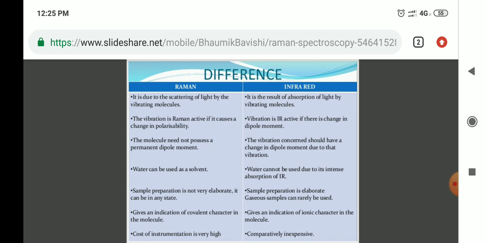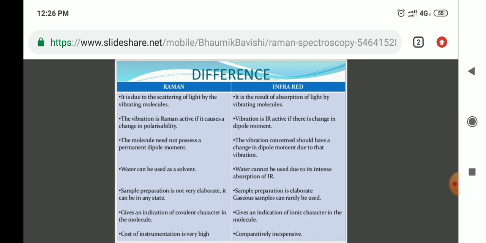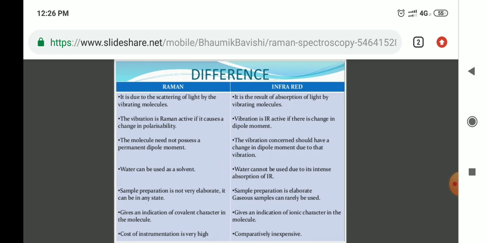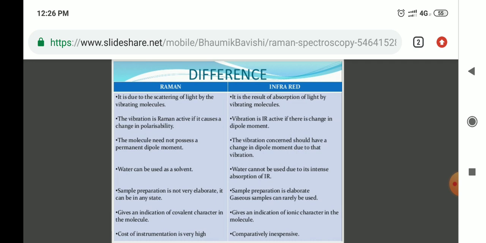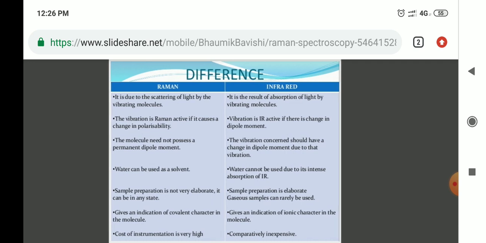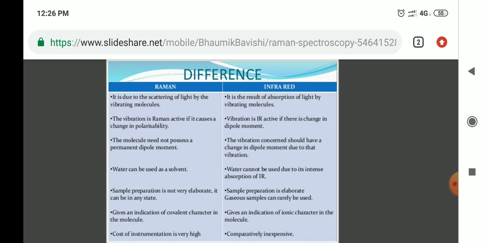And last point is the difference in Raman and infrared spectroscopy. Raman spectroscopy is due to the scattering of light by the vibrating molecules. Infrared spectroscopy is the result of absorption of light by vibrating molecules. The vibration is Raman active if it causes a change in polarizability. In infrared spectroscopy, the vibration is IR active if there is a change in dipole moment.